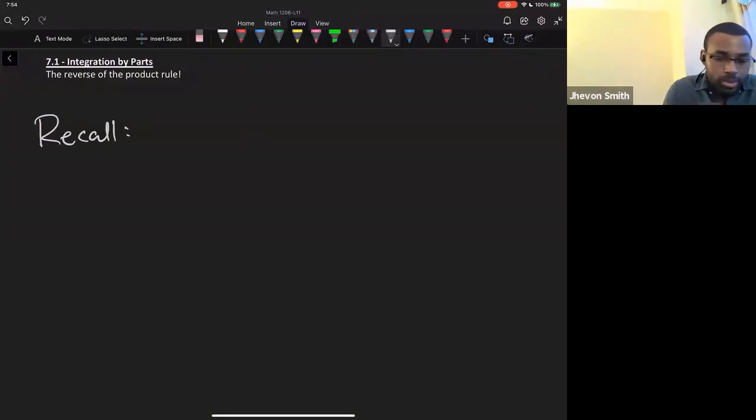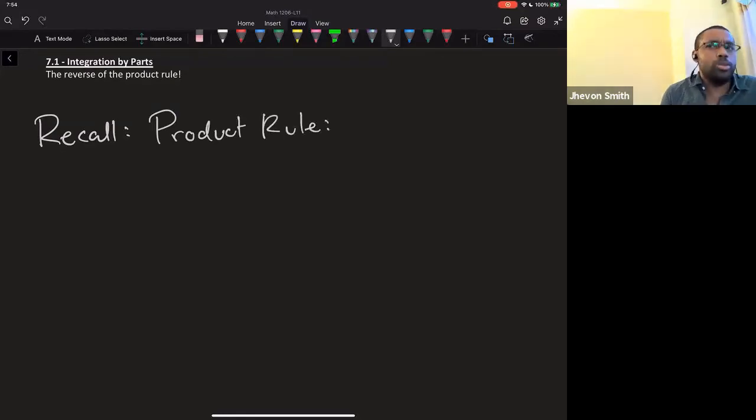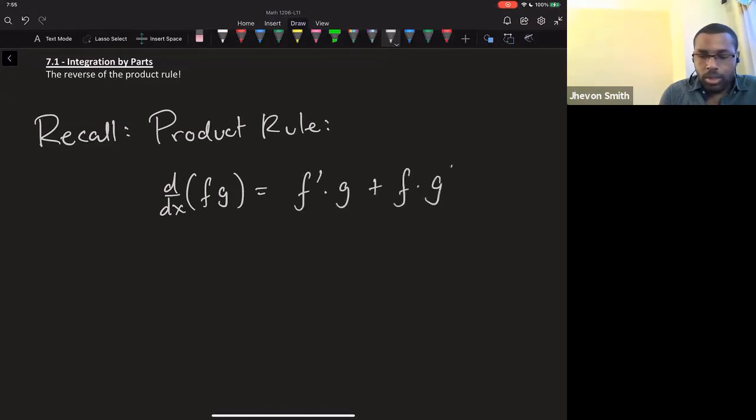Recall the product rule. What did the product rule say? Well, it said that the derivative of one function times another is going to be equal to the derivative of the first times second plus first times the derivative of the second. Okay. Now, FTC, fundamental theorem of calculus.